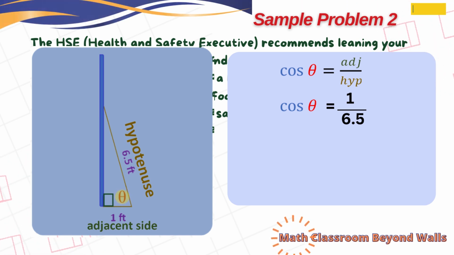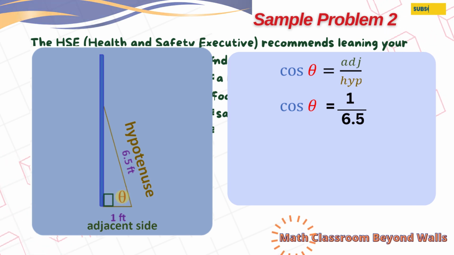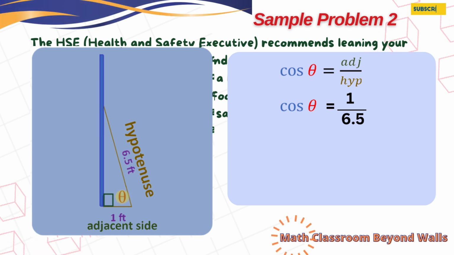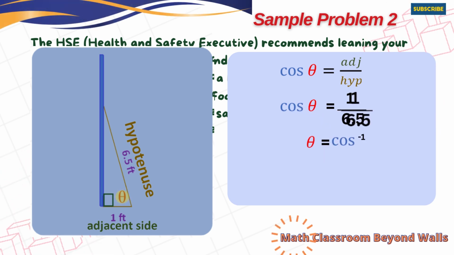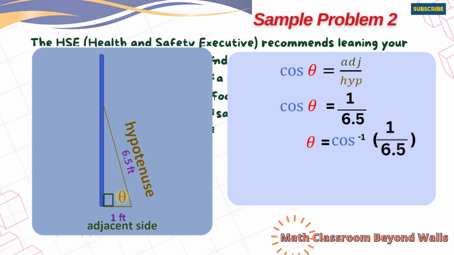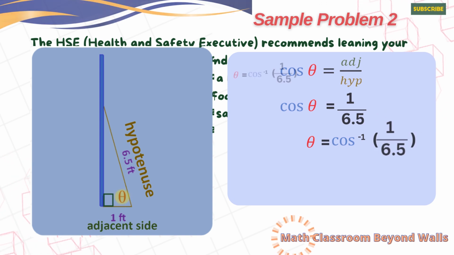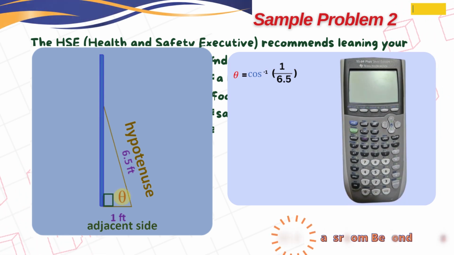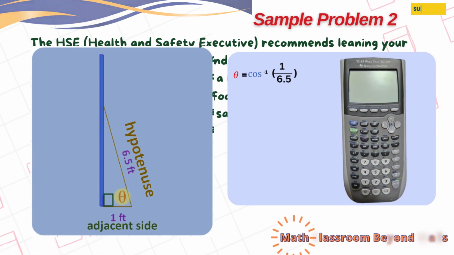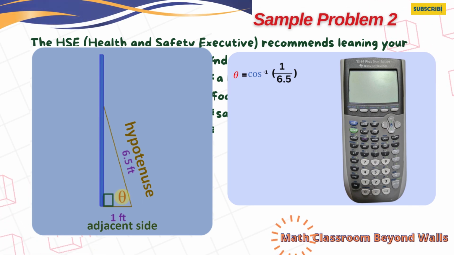Since we are solving for angle theta, we will write the inverse of the above equation. So theta is cosine to the negative 1 of 1 over 6.5. We now solve for angle theta using a calculator. Just like what we did earlier, set the calculator to degree mode.